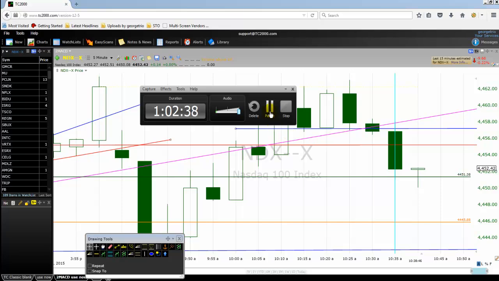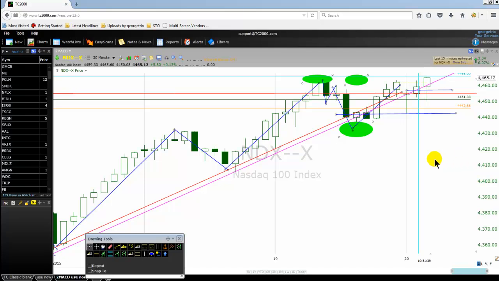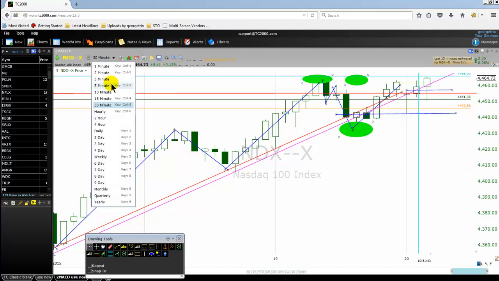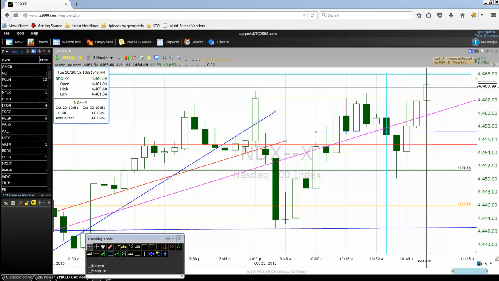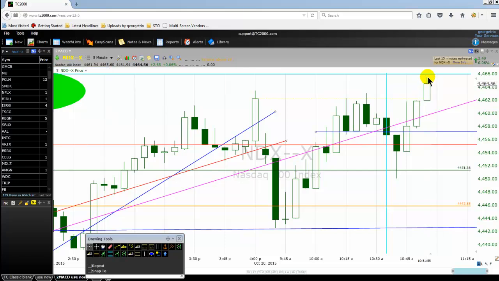Speak to you soon. Okay, traders, I want you to see what's happening here. We go back to the 5-minute time frame. You can see that the price came here at 4465. Okay, very close to my second stop loss. You see here, that's my second stop loss. Came very, very close to it.